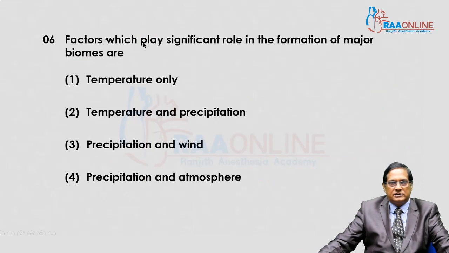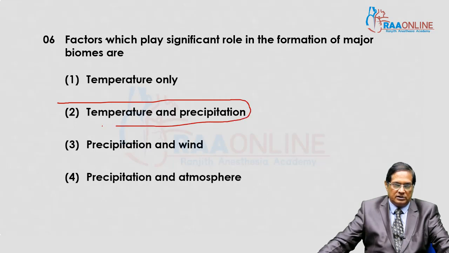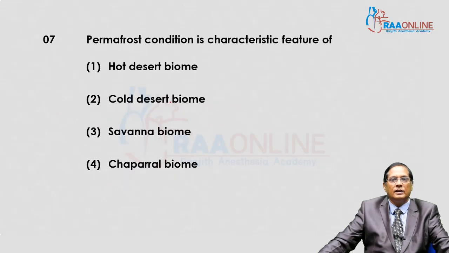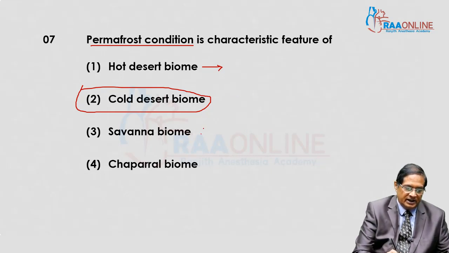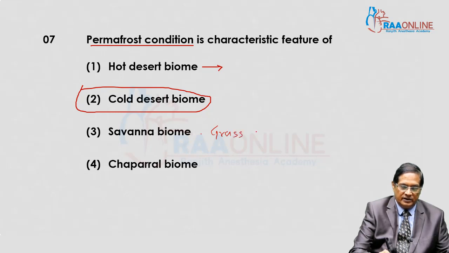Question number 6. Factors which play a significant role in the formation of major biomes are temperature and precipitation. Permafrost condition, that is extreme cold, is responsible for the formation of cold desert. In hot desert, there is high temperature and very low rainfall per year. Savanna is a biome, actually a grassland with occasional or scattered trees.